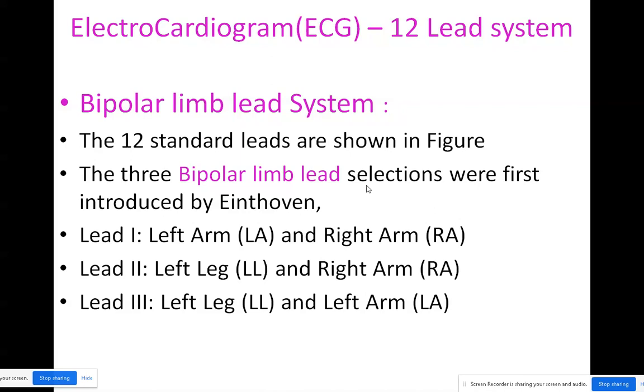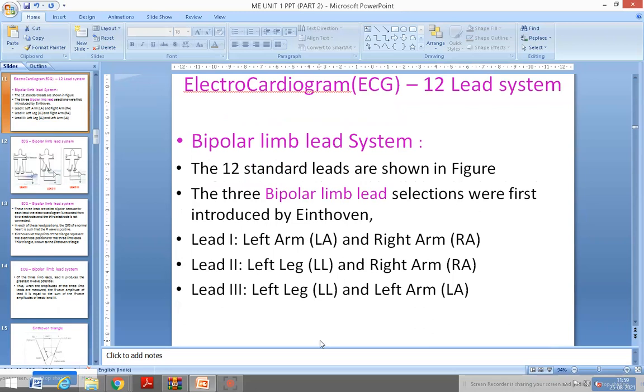The 3 types are the bipolar limb lead system, unipolar limb lead system, and modified unipolar limb lead system. Okay, these are the 3 types. So first we are going to see the bipolar limb lead system. This is the methodology for measuring the ECG signal.